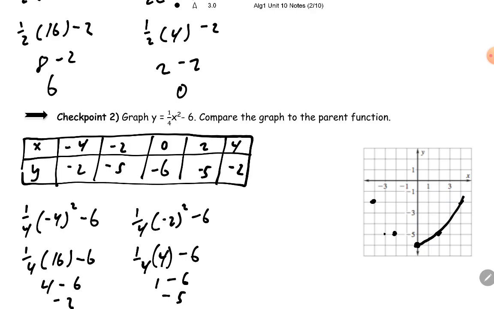So this is a wide one again. So we call it vertical shrink. If it's tall and skinny, it's a vertical stretch. If it's wide and short, it's a vertical shrink. Hopefully this helped you out.